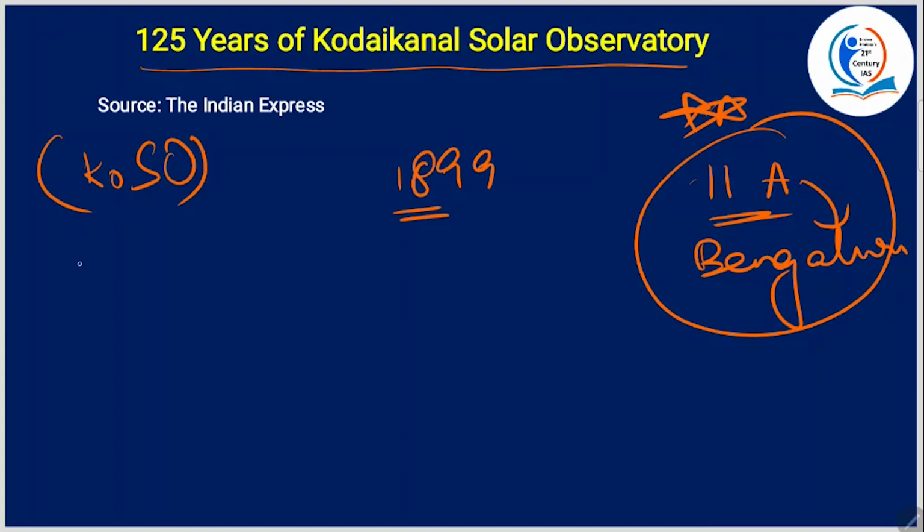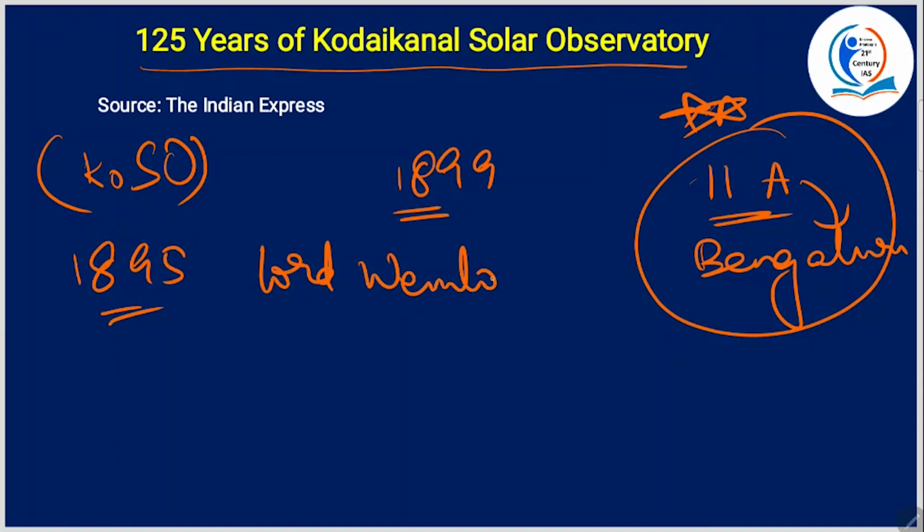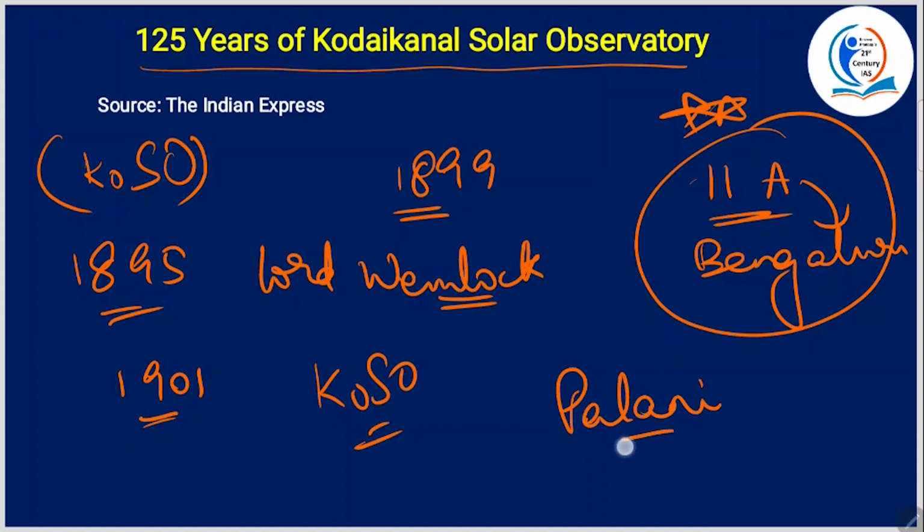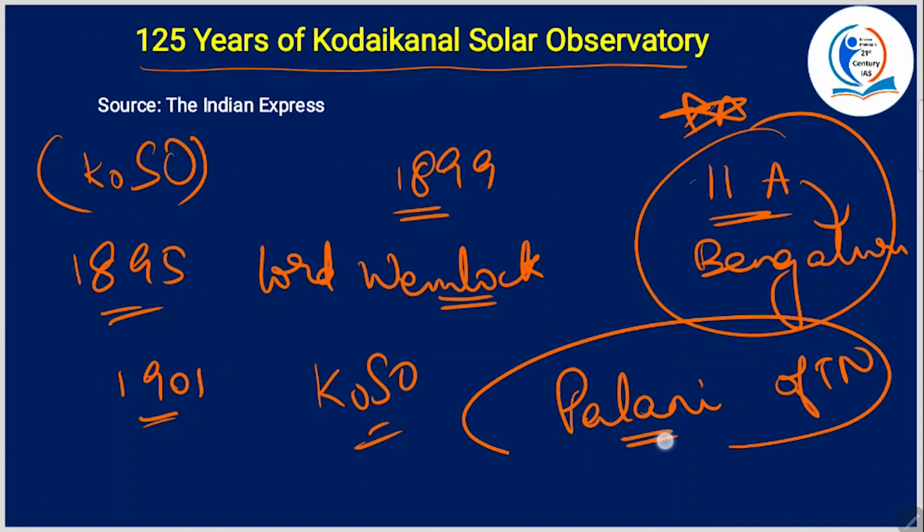The foundation stone was laid in the year 1895 by Lord Wenlock, the then governor of Madras. And regular observations began in the year 1901 with Charles Michie Smith serving as the first director of KoSO. All right. This Charles Michie Smith, he was a professor of physics at Madras Christian College and was tasked with identifying an ideal location for the observatory, which led to the selection of Kodaikanal in the Palani Hills of Tamil Nadu. Okay, it's because of the professor the place was chosen.